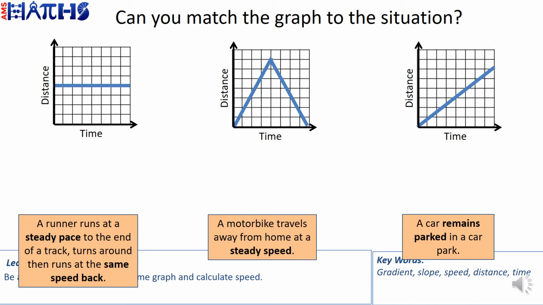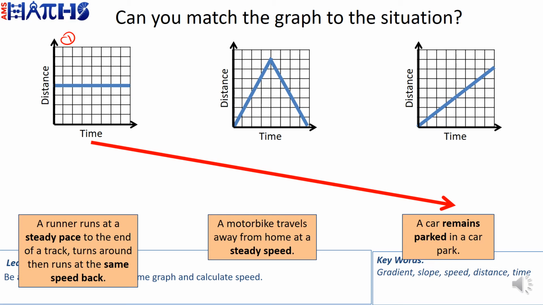Okay, so for our first graph, it would match with a car remains parked in a car park. Notice the graph shows a horizontal line which tells that the object is not moving, so the best description would be a car that is in a car park. It's not moving, it remains parked, so it's not moving, right?